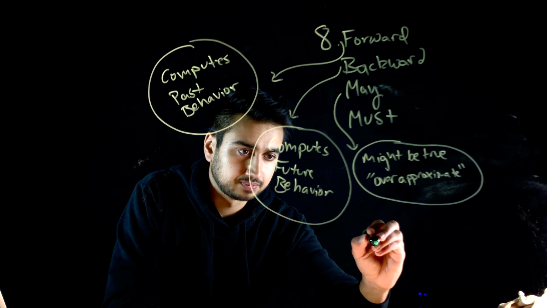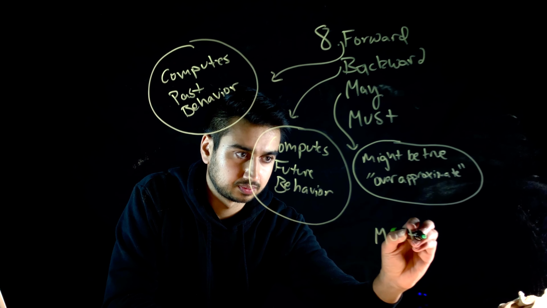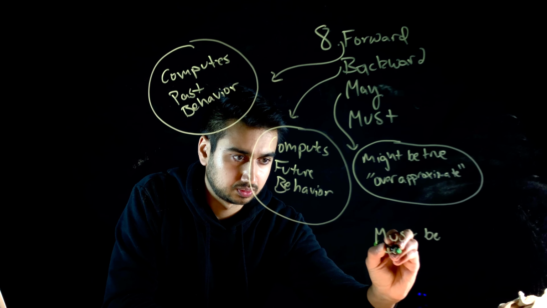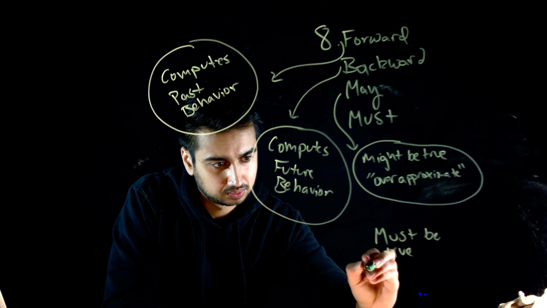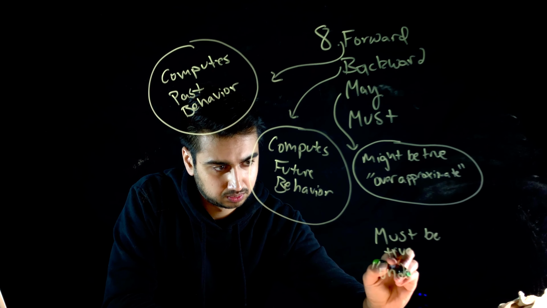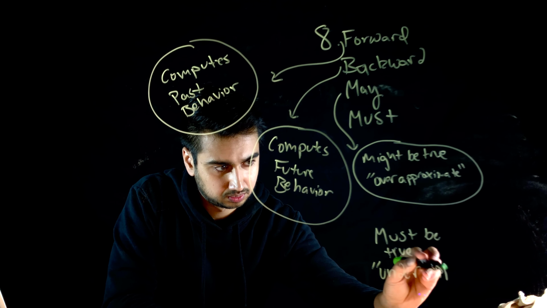By contrast, a must analysis describes information that is definitely true. This is also called an under approximation. So in a must analysis, the join function will use the intersection operator.